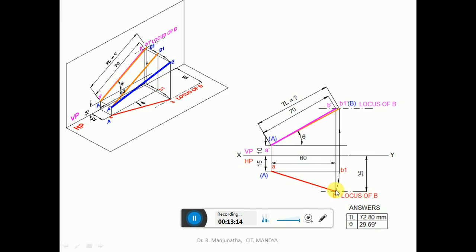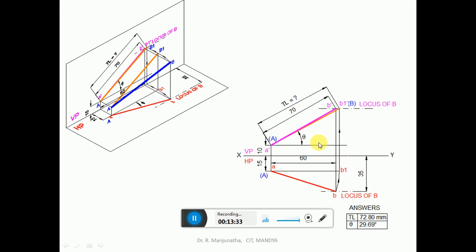Then since he has given the front view as 70 mm, the front view point B dash should lie on this end projector, so by taking a radius of 70 and cutting an arc, you are going to get this point B dash. Then join A dash B dash with a dark line. So we have the front view and we have the top view.